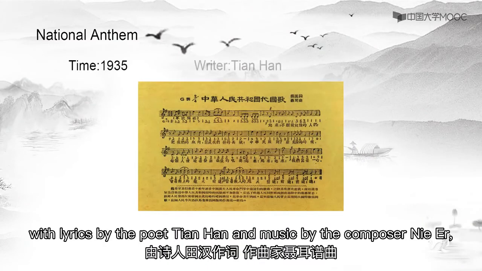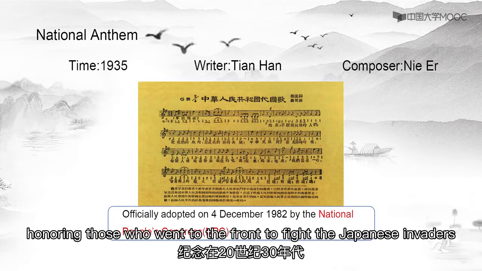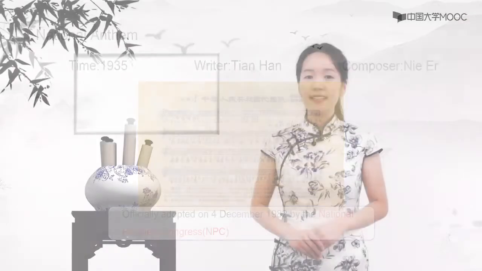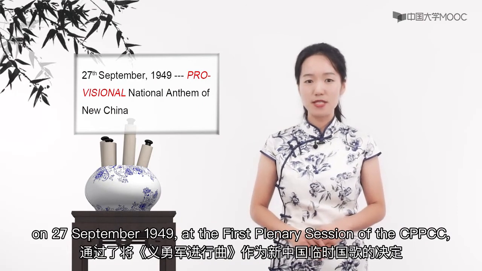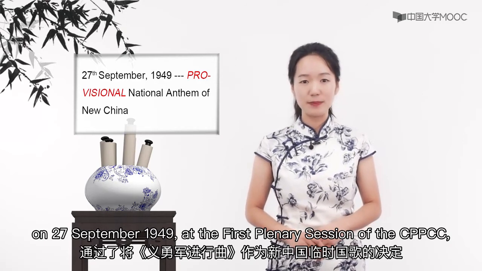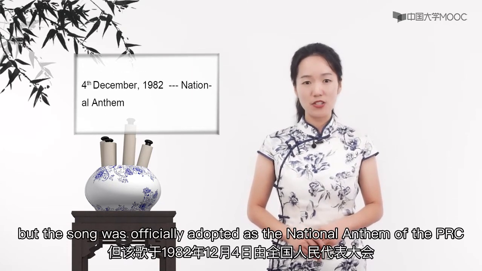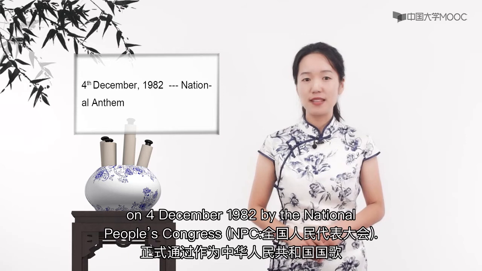The national anthem of the People's Republic of China is the March of the Volunteers. It was written in 1935 with lyrics by poet Tian Han and music by the composer Nie Er, honoring those who went to the front to fight the Japanese invaders in northeast China in the 1930s. Decided upon as the provisional national anthem of New China on 27 September 1949, at the first plenary session of the CPPCC, the song was officially adopted as the national anthem of the PRC on 4 December 1982 by the National People's Congress, abbreviated as NPC.